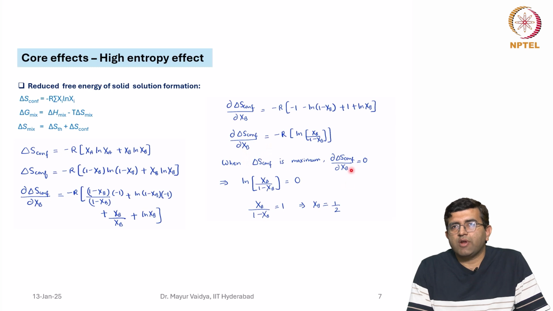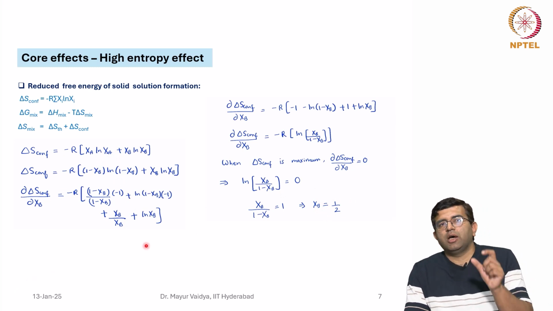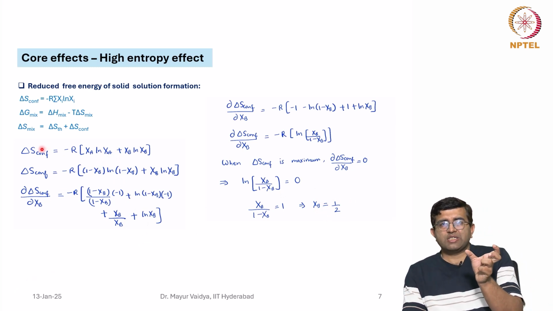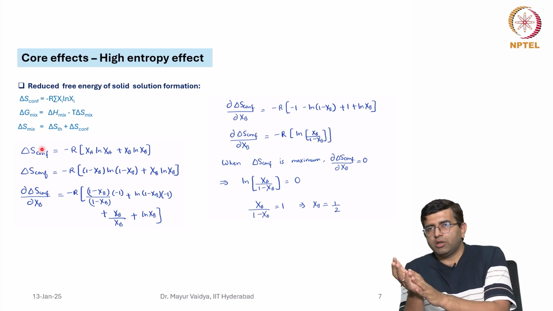So, for this derivative to be 0, the factor in the log should be equal to 1, which implies that xb is equal to 1 by 2. So, if xb is equal to 1 by 2, then for the binary system xa is also equal to 1 by 2. So, that means the delta S configuration is maximum at the equiatomic composition.